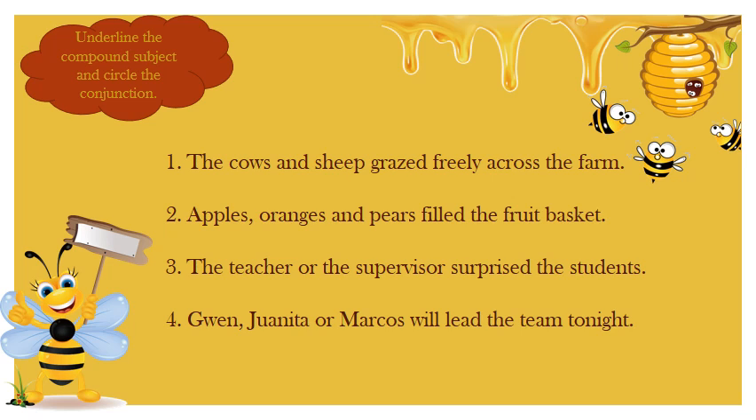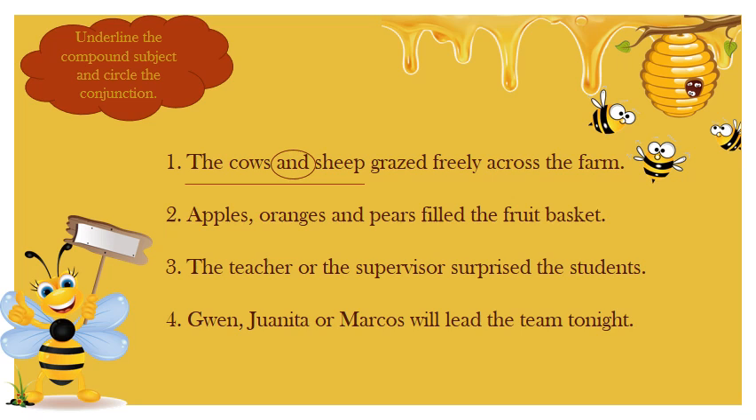What I'm talking about here, the cows and sheep. The cows and sheep is the compound subject. What conjunction did I use to make a compound subject? I used the conjunction and.